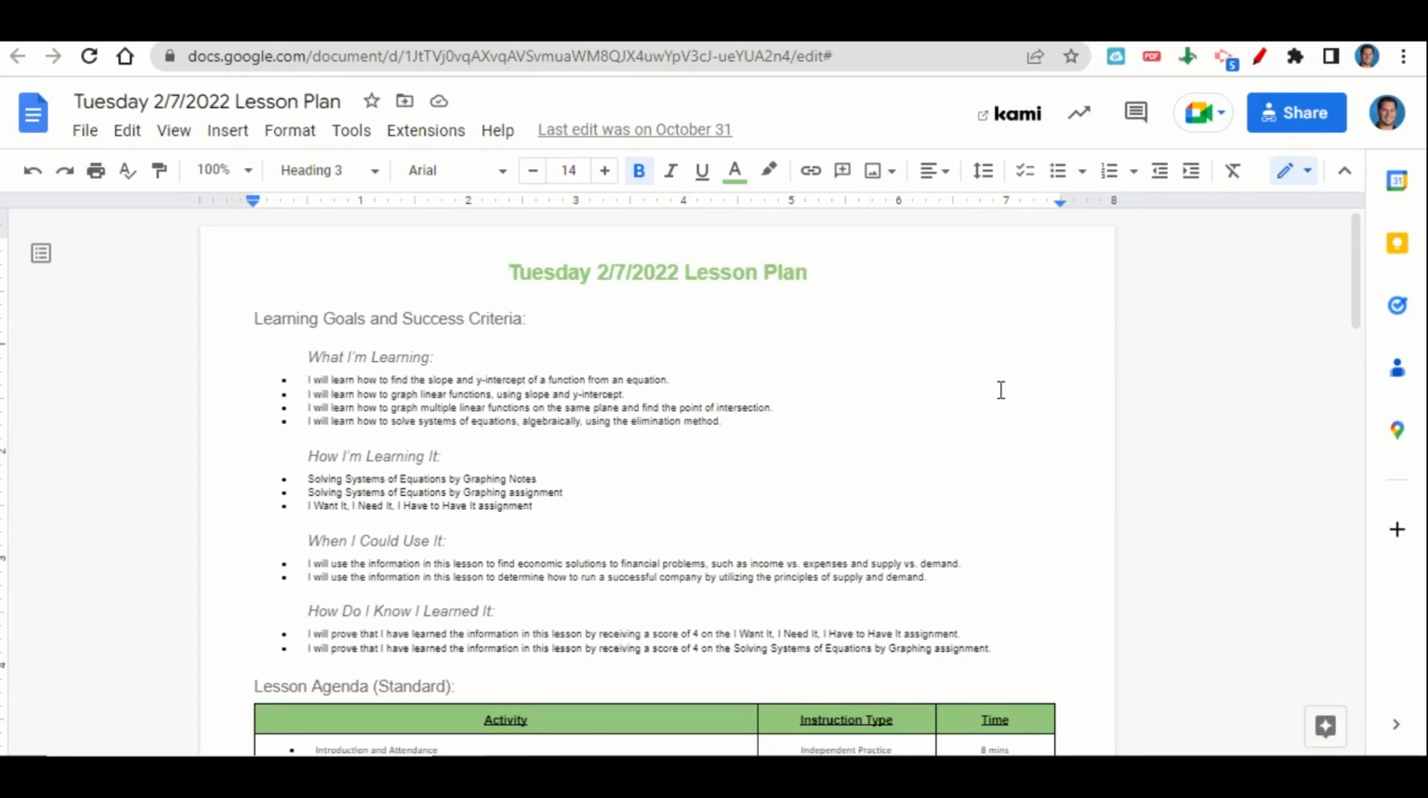How are we learning it? Through the solving systems of equations by graphing notes and the solving systems of equations by graphing assignment, as well as the I want it, I need it, I have to have it assignment.